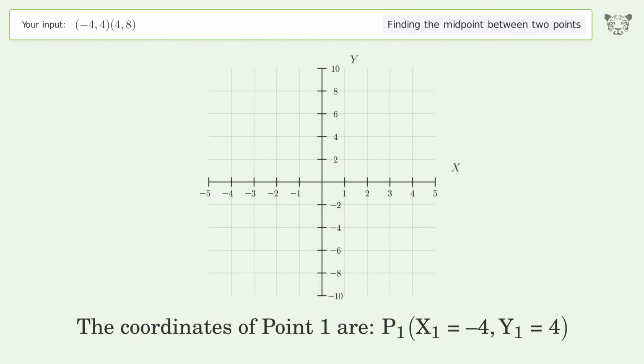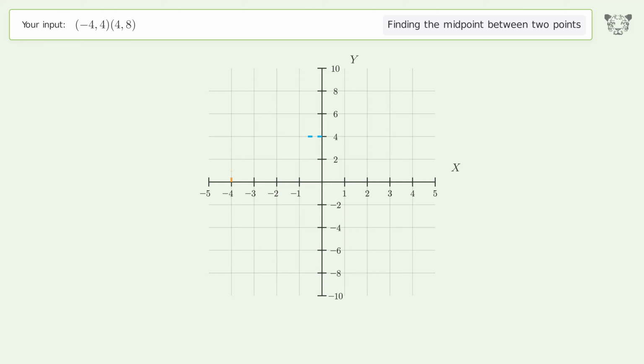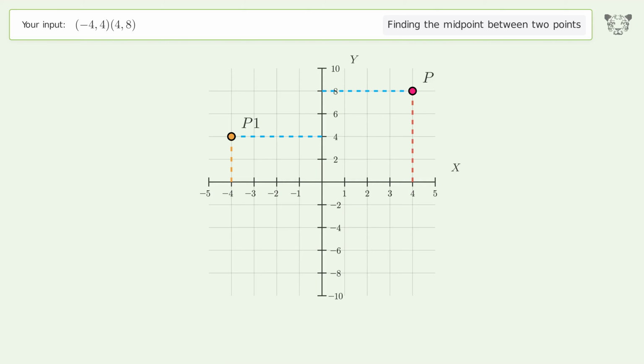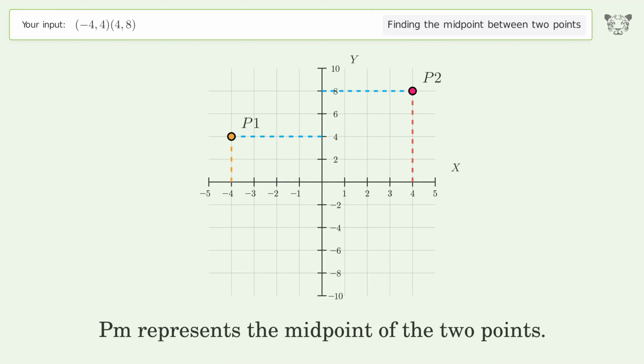The coordinates of point 1 are x1 equals -4, y1 equals 4. The coordinates of point 2 are x2 equals 4, y2 equals 8. PM represents the midpoint of the 2 points.